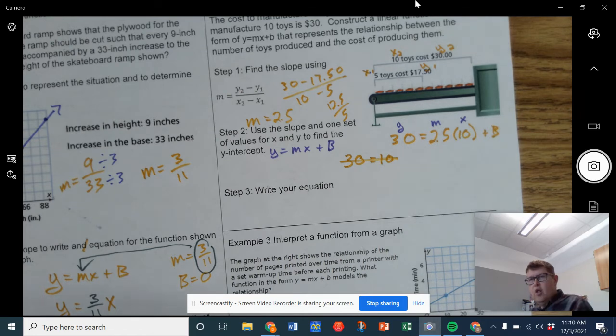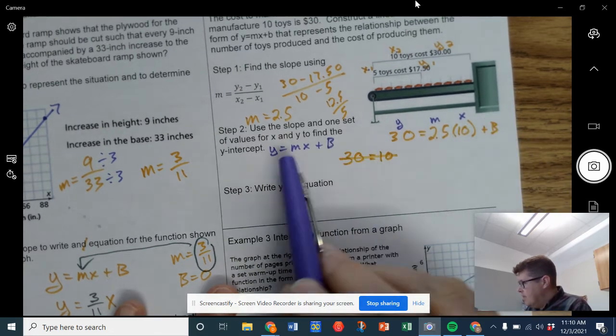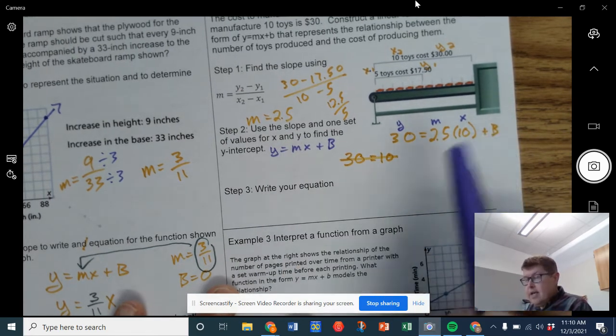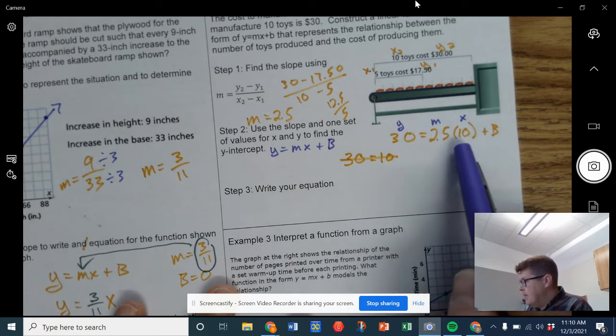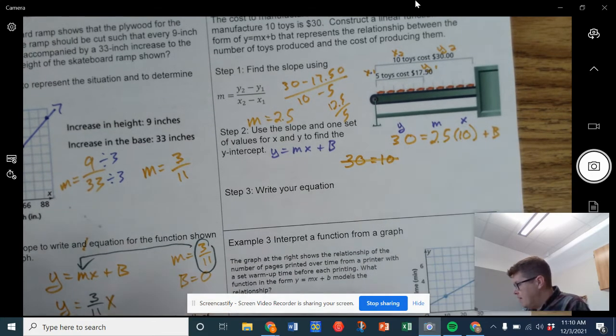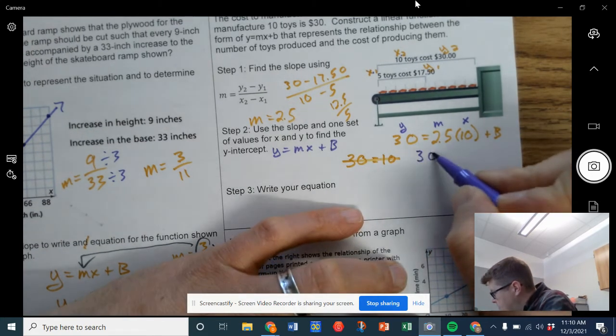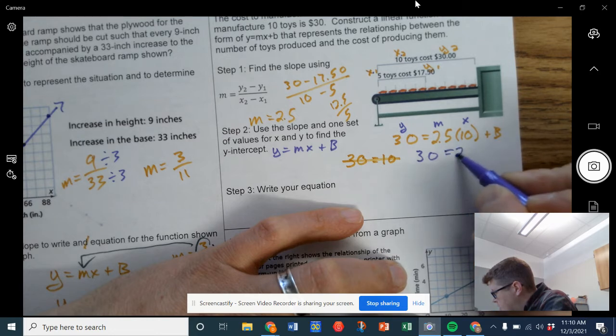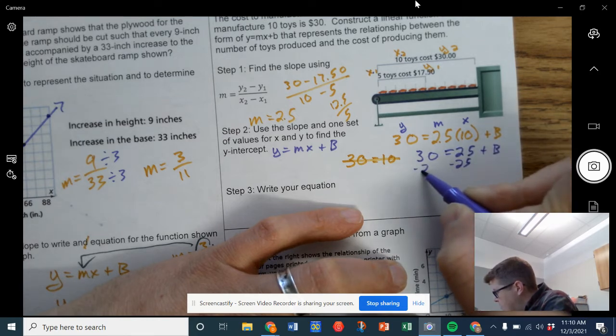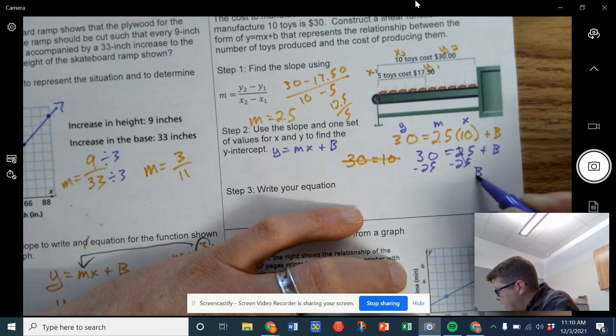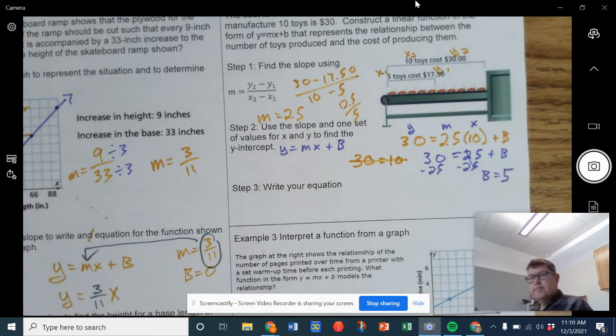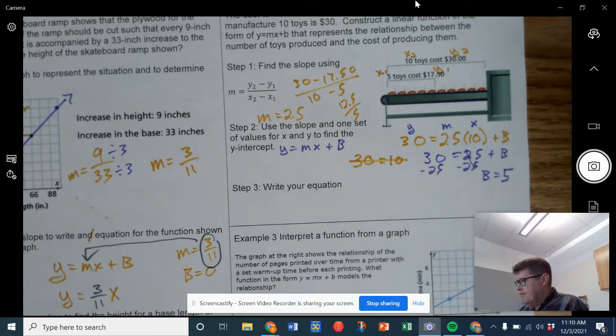So we're plugging all three values into this equation, and it eliminates the variables except for b, and since we only have one variable, we can solve this. 2.5 times 10 is 25. Plus b, we subtract that 25, and we get a y-intercept of 5. Fairly simple, just using the information in the problem to find that.